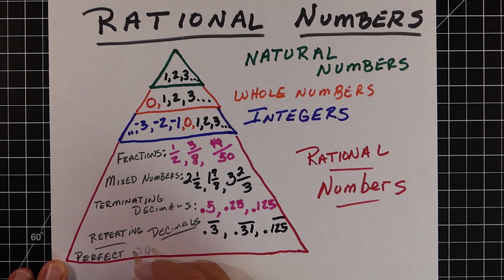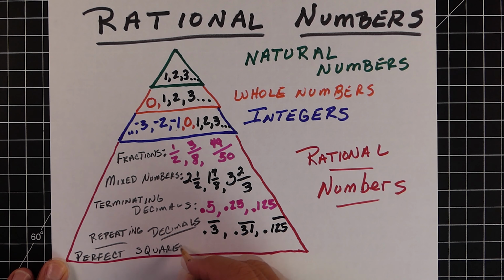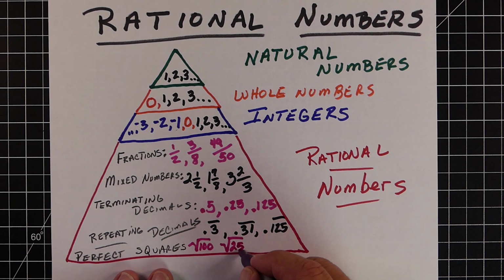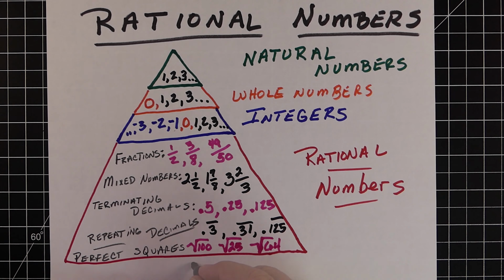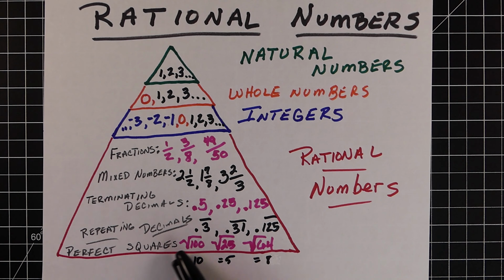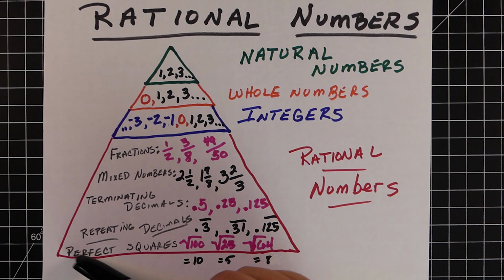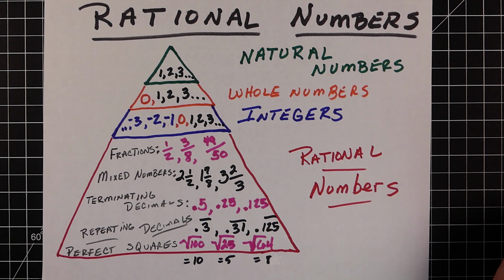And one last thing that makes up rational numbers is the perfect square. If we're looking for the square root of a number like 100, 25, or 64, these are all considered rational, because the square root of 100 is 10, of 25 is 5, and of 64 is 8. So everything in this pyramid is rational: natural numbers, whole numbers, integers, fractions, terminating decimals, repeating decimals, and perfect squares.